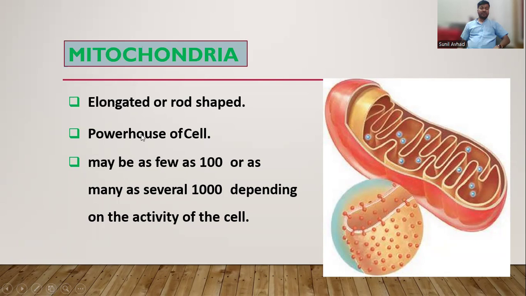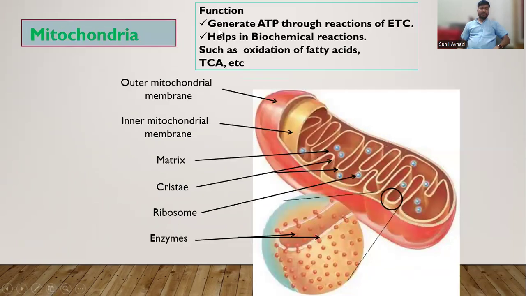It is elongated or rod-shaped. It is also called the powerhouse of the cell. There may be as few as 100 or as many as 1,000 depending on the cell activities. This is the diagram of the mitochondria. So this is the function of the mitochondria. It generates ATP through the reaction of the electron transport chain. It helps in biochemical reactions such as oxidation of fatty acid, TCA cycle. This is diagrammatically how the mitochondria is made up.